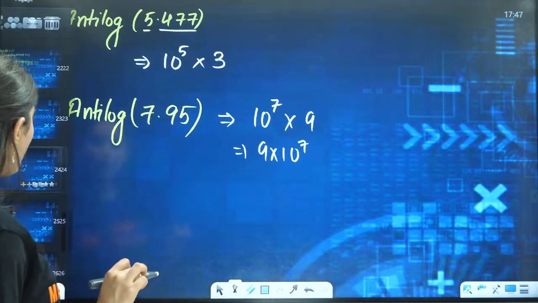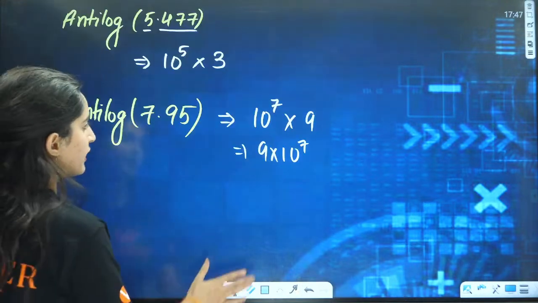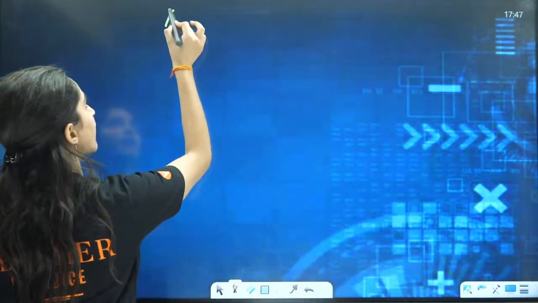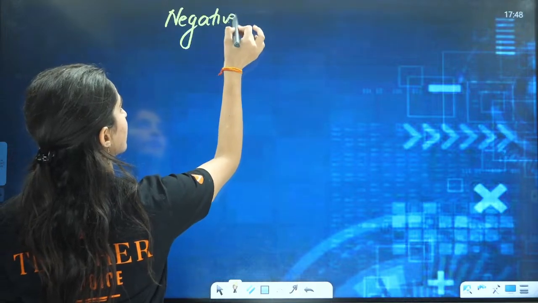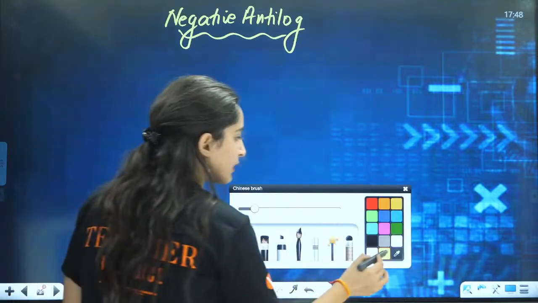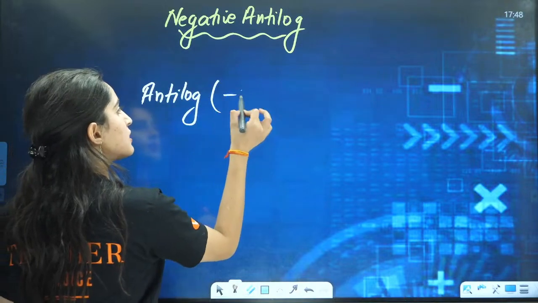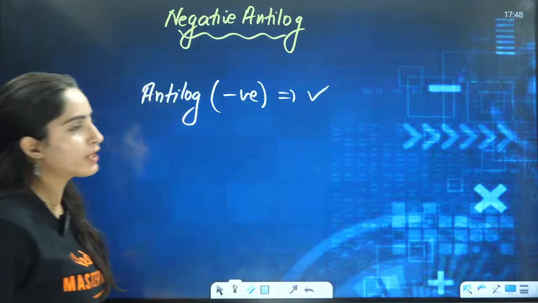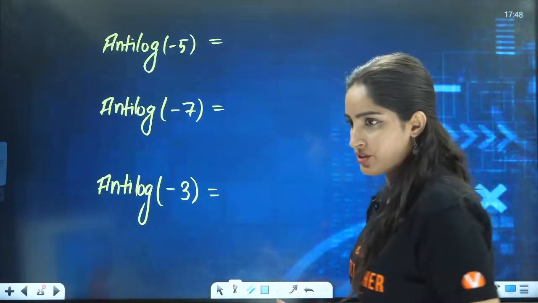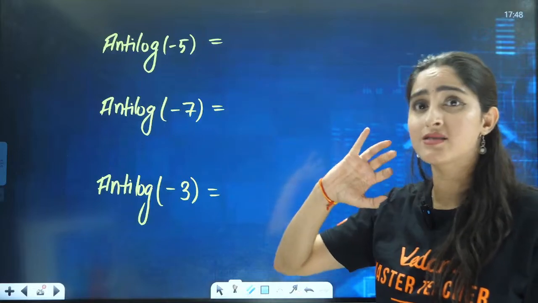Okay. Now next, let's talk about the negative antilog, from the next page. That is the last topic of today. For negative antilog, that means the value inside the antilog is a negative value, and we have to calculate that. Suppose you are given simple digits, like -5, -7, -3, -2, -8, anything.